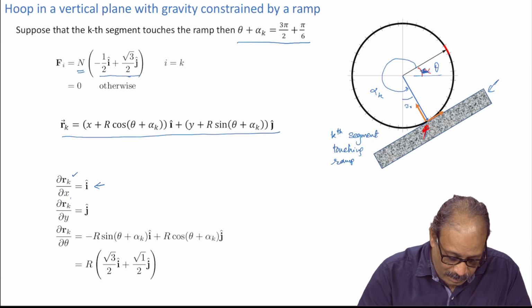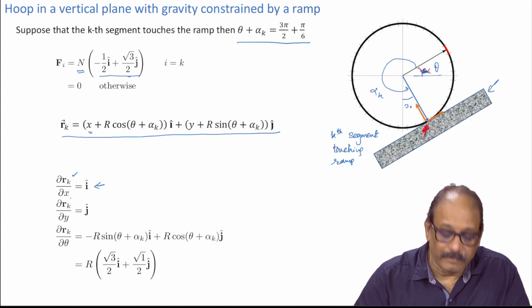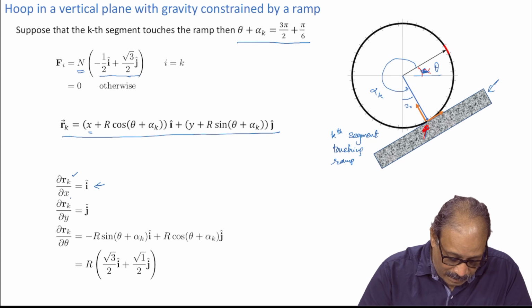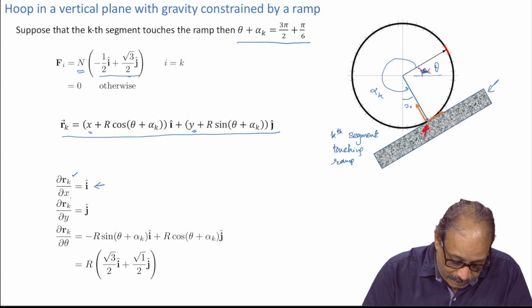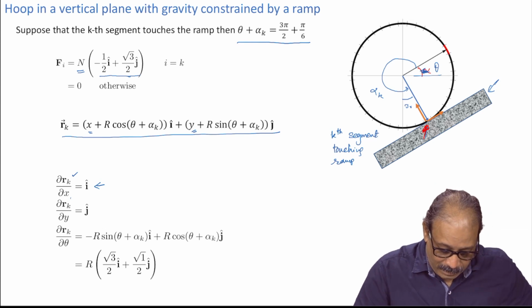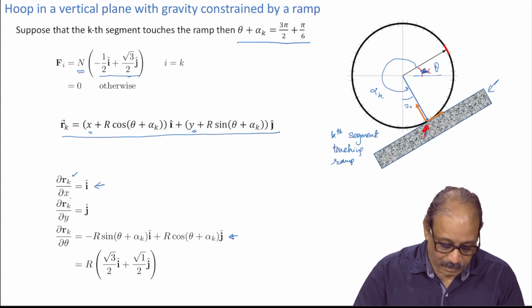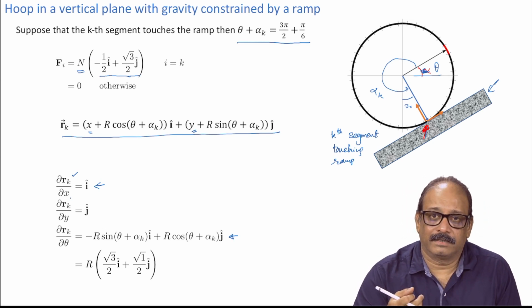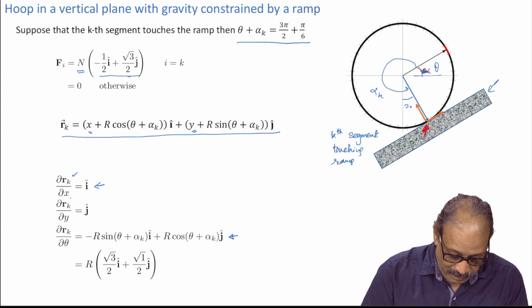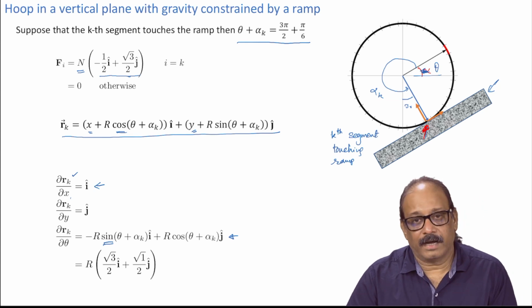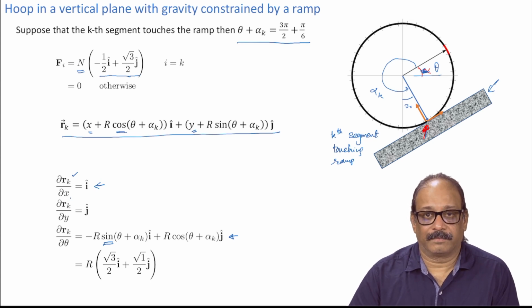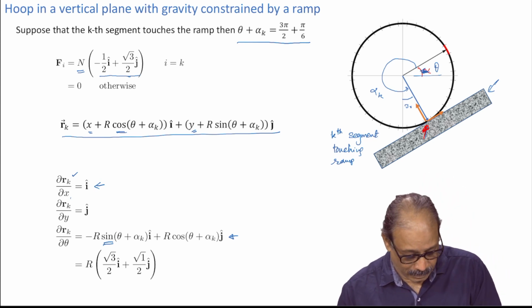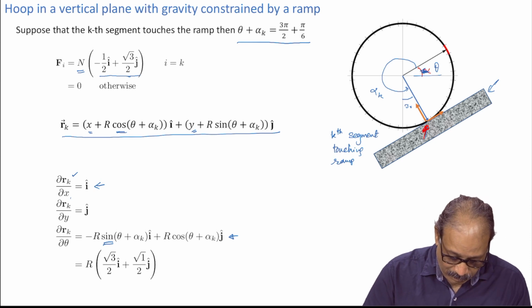Here r_k is here. So, the derivative with respect to x will give you only i cap. The derivative of r_k with respect to y will just give you j cap, and the derivative with respect to theta, of course, since x, y and theta are independent coordinates, will be minus r times sin of (theta plus alpha_k) i cap, and similarly for the y component it will be plus r times cos of (theta plus alpha_k) j cap. Okay. And this I will write in a compact form like this.